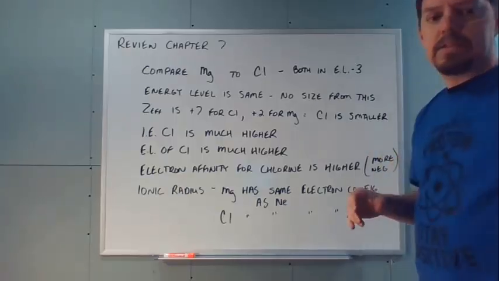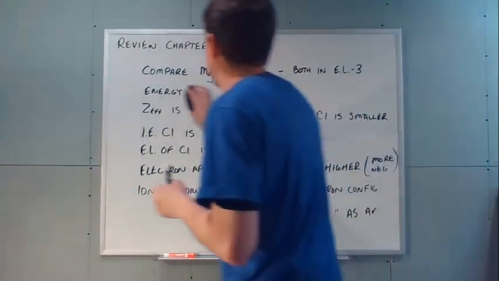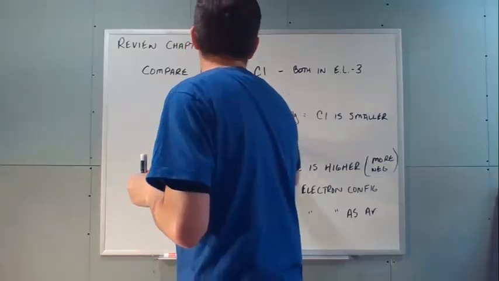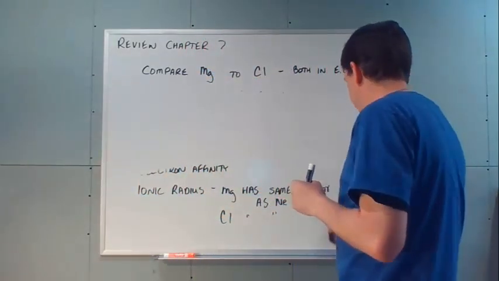All right. So what if we change this and just had the ionic radius conversation, and we were looking at, instead of magnesium with chlorine, magnesium with fluorine.